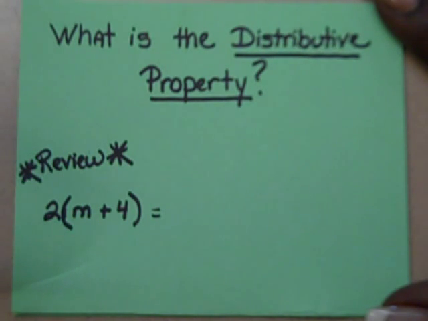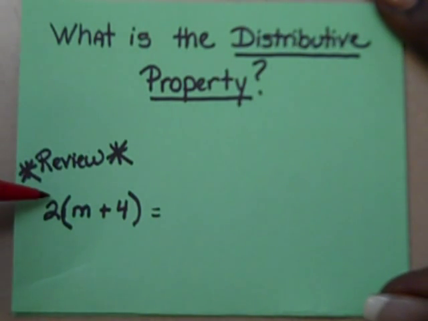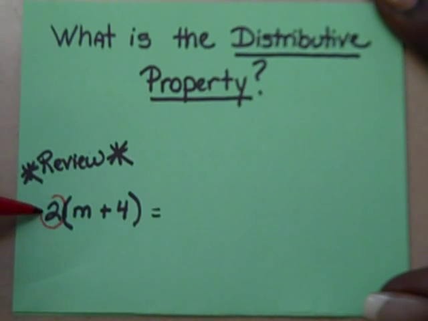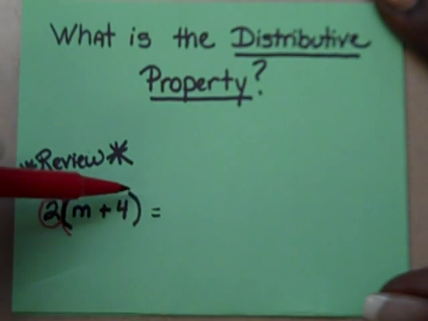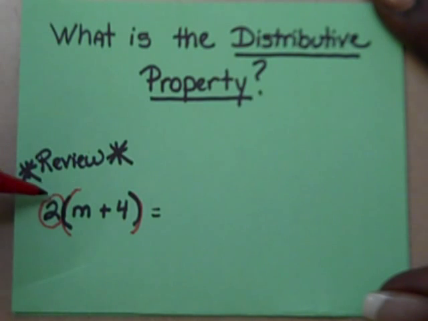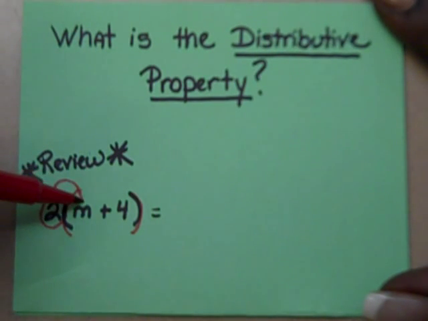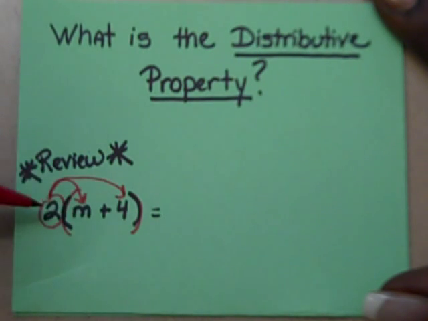Basically, what the distributive property says is that whatever term is on the outside of a set of parentheses, you are going to distribute that term to whatever terms are on the inside of the parentheses by way of multiplication.